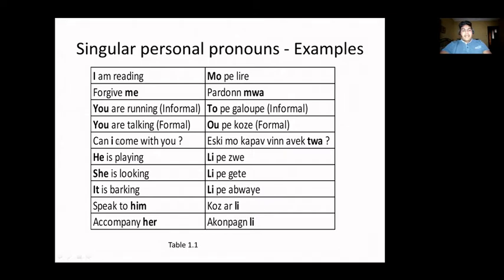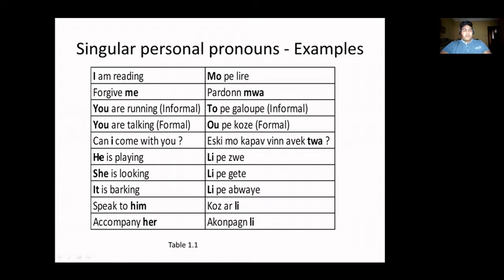Now, can I come with you? This is what I have said before with the object pronoun. In this sentence, I is the subject pronoun because I is doing the action, while you, the object pronoun, is not doing the action. So if you are translating you, which is the object pronoun, in Mauritian Creole, it will be toi. Can I come with you? Est-ce qu'il me capable venir avec toi? The object pronoun you in Mauritian Creole is toi.